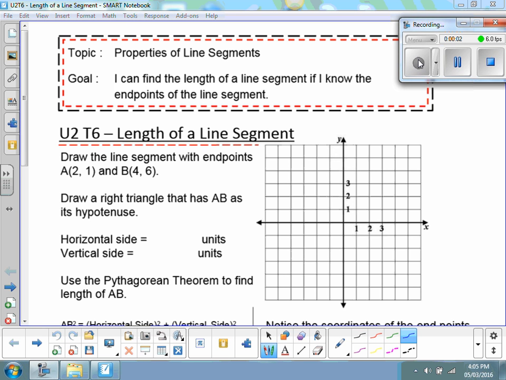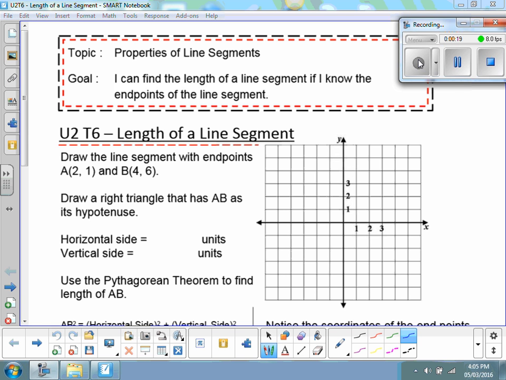So today we continue with properties of line segments. Today our goal: I can find the length of a line segment if I know the endpoints of the line segment. So yesterday we did work with midpoints. Today we're taking a look at the length.